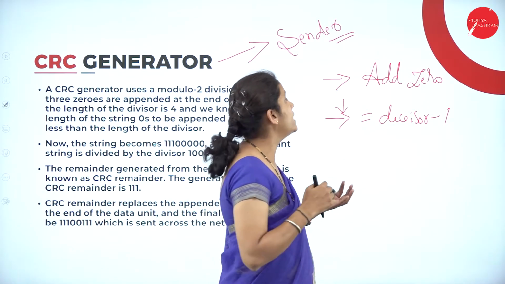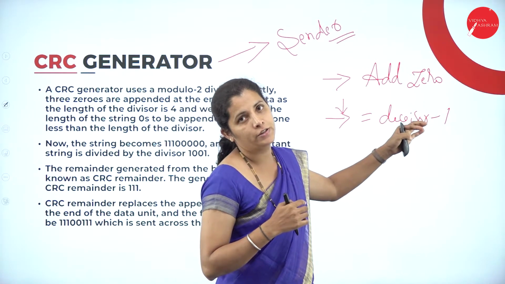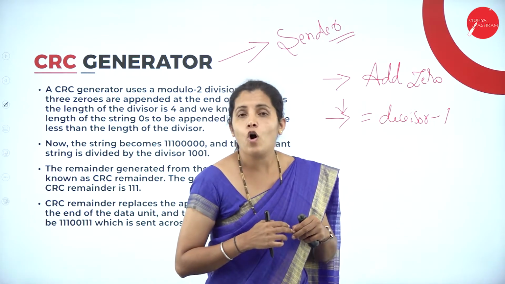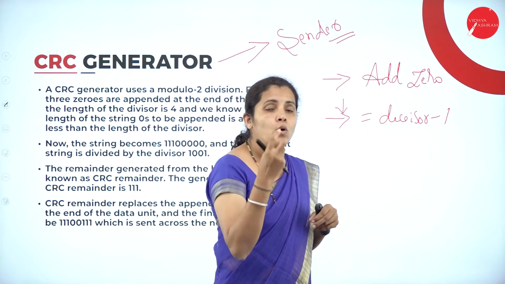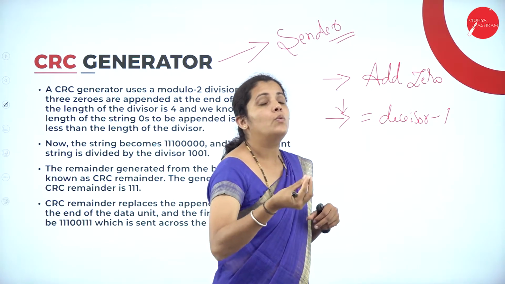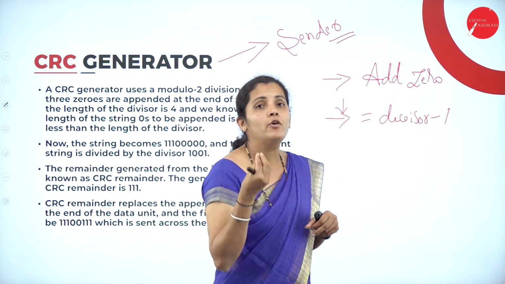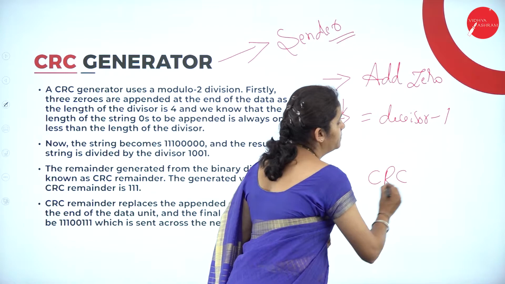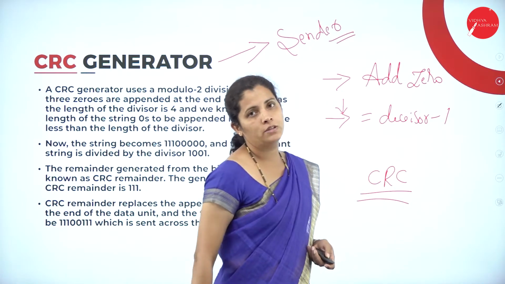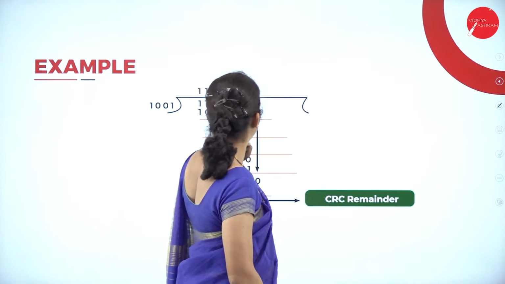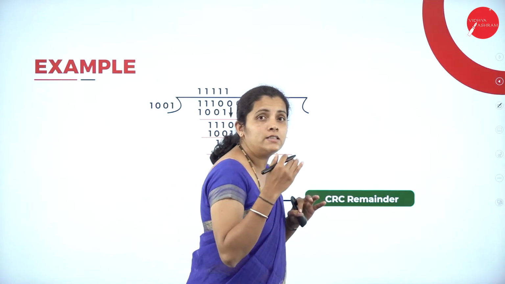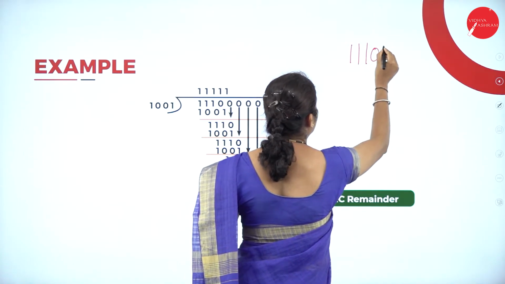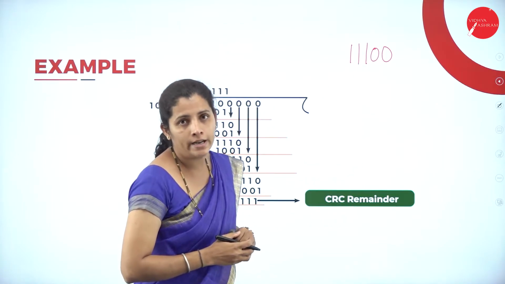Dear student, then perform binary division. Here binary division is nothing but your XOR operation. Then store the value you get after performing the division in the CRC. So this is the actual procedure. Consider this example. What is the data I have? The data bits are 11100. This is my original data.